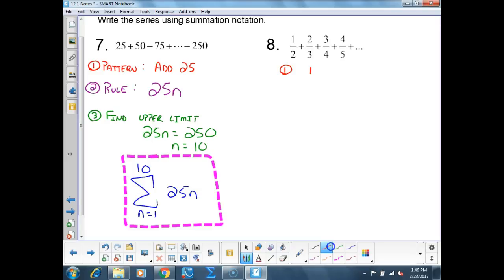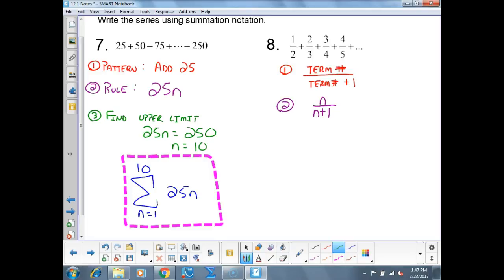Because you got a term number, right? Rule. So then that would be your n over your n plus 1, right? Okay. Do I have my lower limit? Lower limit's 1. So I got my lower limit, I've got my index of summation, obviously we're going with n, I've got my rule. Do I have my upper limit?